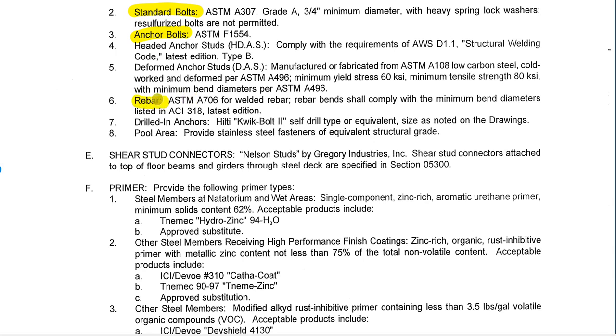Rebar is listed here, but typically rebar that is embedded in concrete reinforcing is usually found in Division 3. This particular job is a pool, so it talks about something very specific about stainless steel in the pool. Shear stud connectors are called out, and then this is something a lot of people may miss: primer. Now you go to Division 9 for paint, but this basically shows that the steel needs to show up with primer to the job site before it gets its final coat.